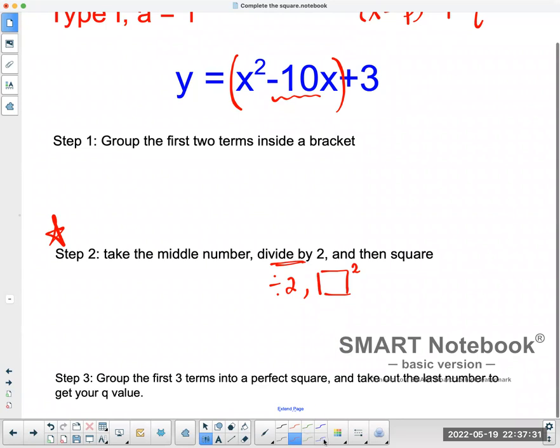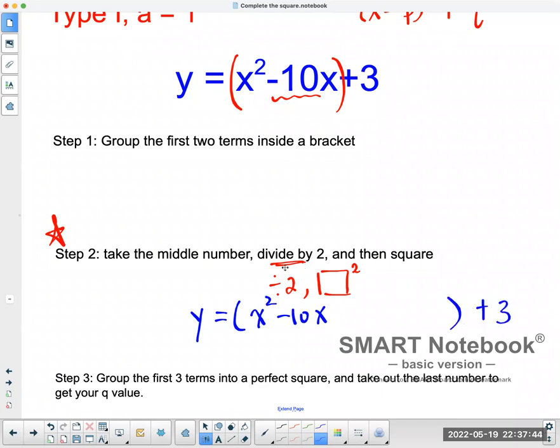Now, what do you do with that? Well, you're going to write it out. So the second step, you have y equals the bracket x squared minus 10x, and you leave a blank, and you put the plus 3. You see how we got 25 here. Negative 10 divided by 2 is negative 5. The square, we get 25. So you're going to add 25, and then subtract 25. So you're basically adding 0. You're not changing the question.